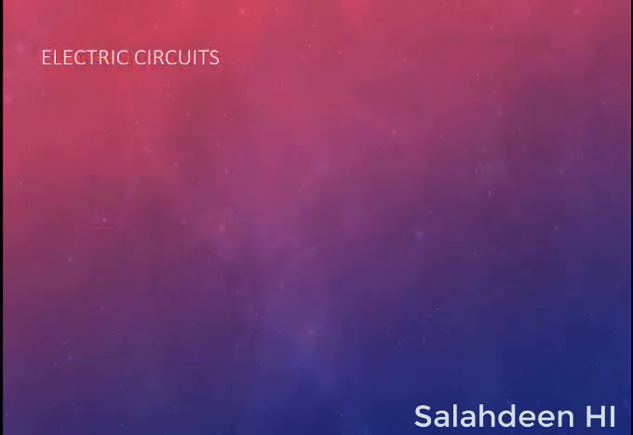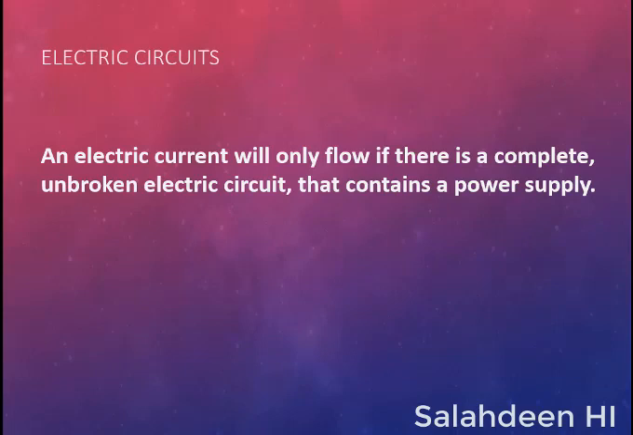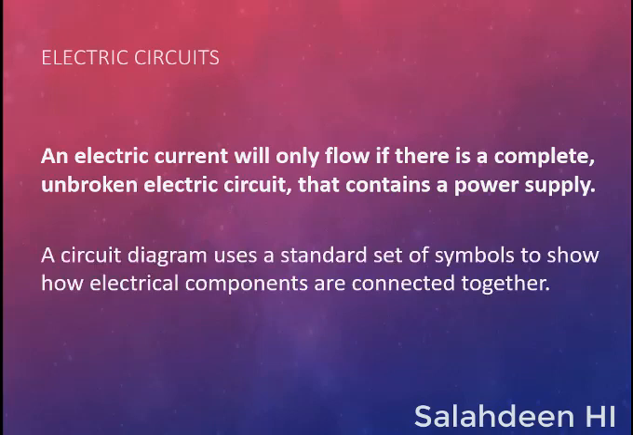Now, electric circuits. An electric current will only flow if there is a complete, unbroken electric circuit that contains a power supply. A circuit diagram uses a standard set of symbols to show how electrical components are connected together.